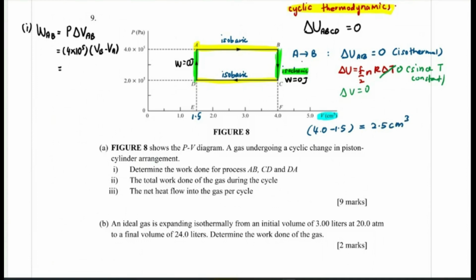Macam mana nak tukar centimeter cube kepada meter cube? Mesti tukar. Dia akan jadi berapa? 10 power of? 10 power of negative 2. Salah. Okay, tengok kat sini. Tahu tak macam mana? Ingat tak? Chapter 1, how to convert the unit? Kena darab. Okay. Buat satu-satu.